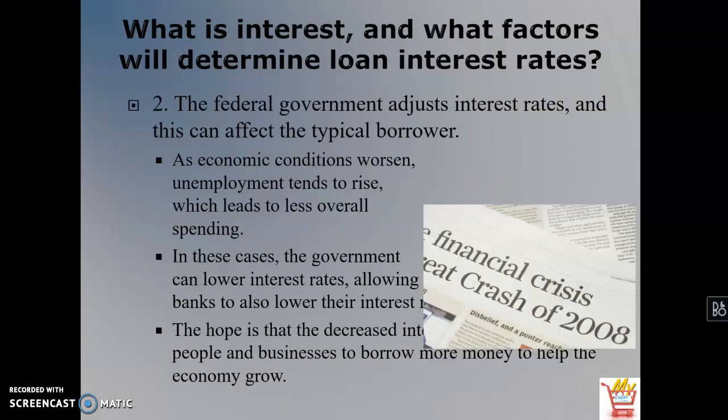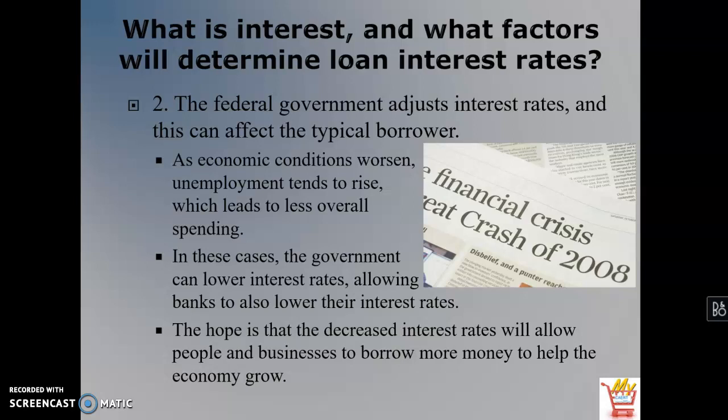Another thing that can adjust APR is the federal government, especially when it comes to housing. So the federal government will adjust interest rates, and that can affect the typical borrower. As economic conditions worsen, unemployment tends to rise. That can all lead to a decrease in overall spending, sometimes a recession, sometimes a depression.